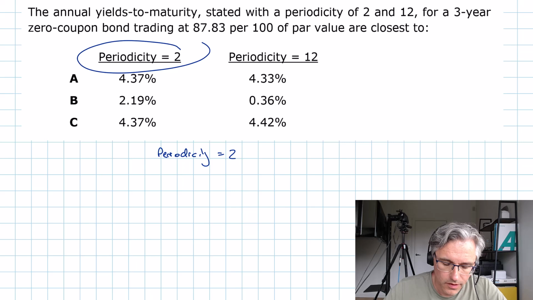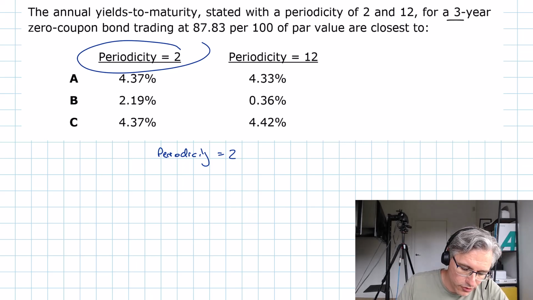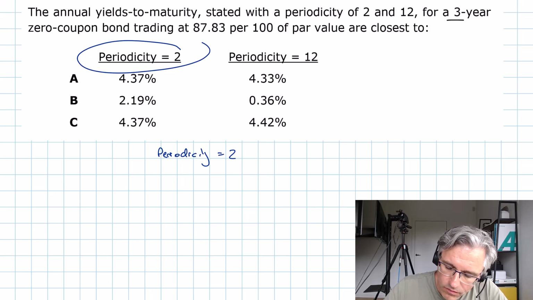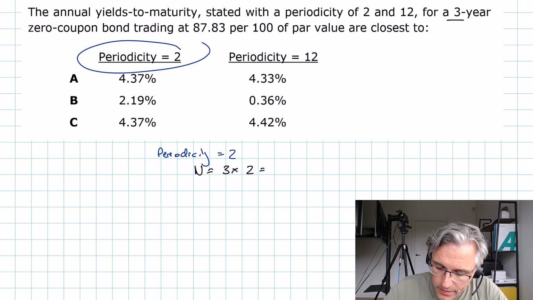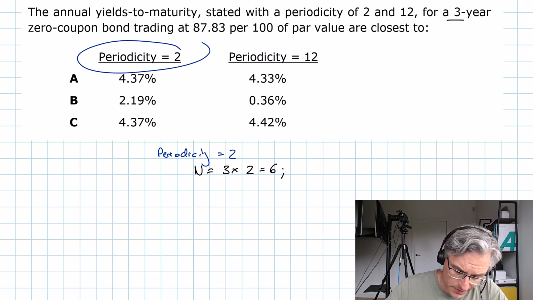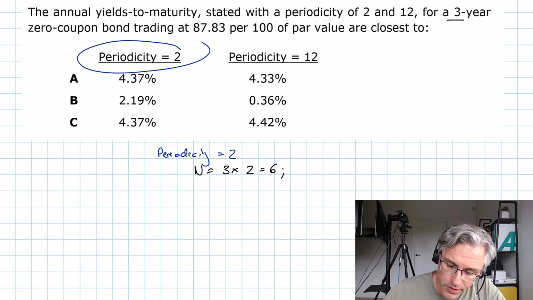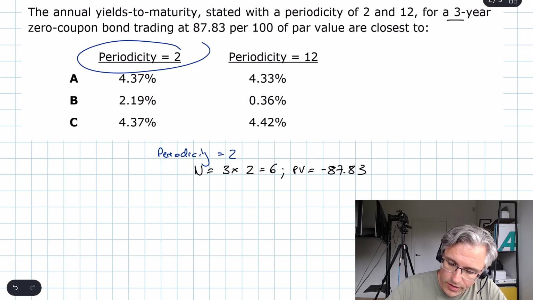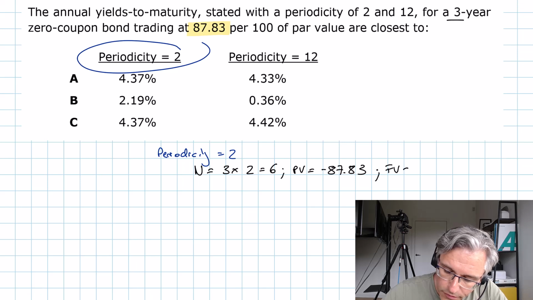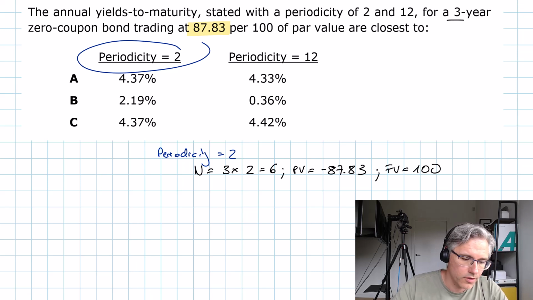It's a zero coupon bond with a 3-year life to maturity. So the only thing you have to do on your calculator is say, okay, 3 years times 2, the periodicity, that's 6 semi-annual periods. The PV is minus 87.83, because that's the current price of the bond over here. We know that FV, the future value, is simply the par, that's 100.